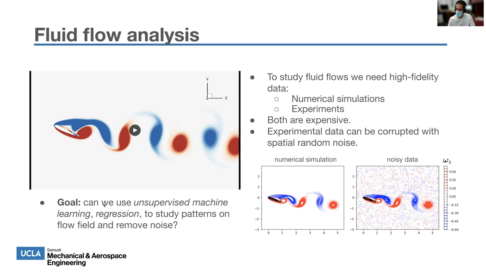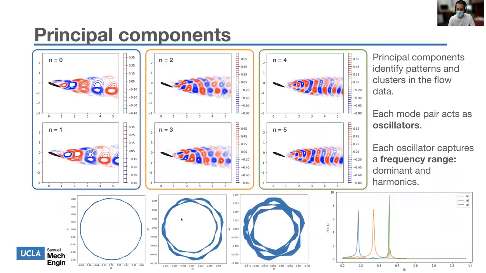Our goal is to see how we can use unsupervised machine learning, in the form of principal component analysis, to study patterns in the flow field and possibly remove noise. If we evaluate the principal components that we obtain from this flow field, you see the flow field is developed like in a vortex shedding, right? We might have some ways to find small dimensions that can represent that. And we did find that with principal component analysis. We see that we can find some pairs of modes that represent the dynamics of this flow field.